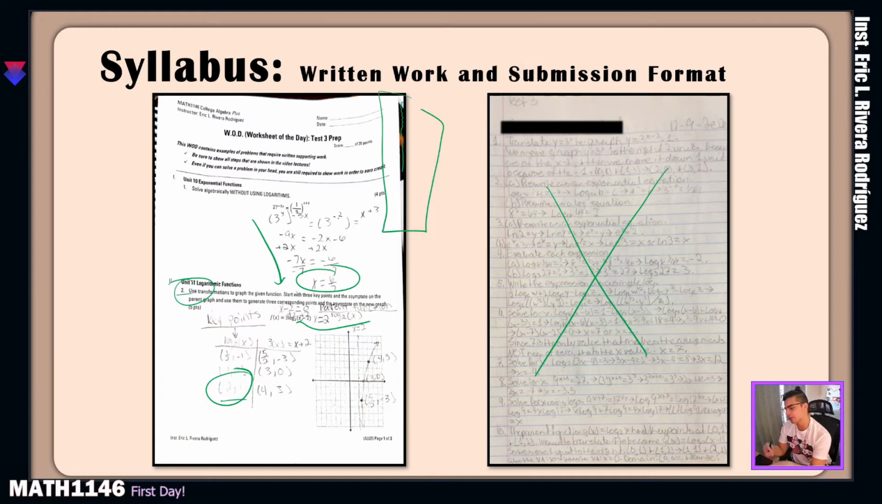Remember that we are working with internet, taking photos. Be careful with that. All right. So these are two examples that are bad.